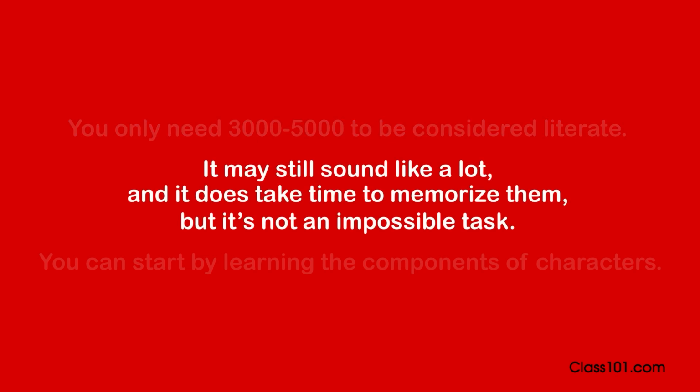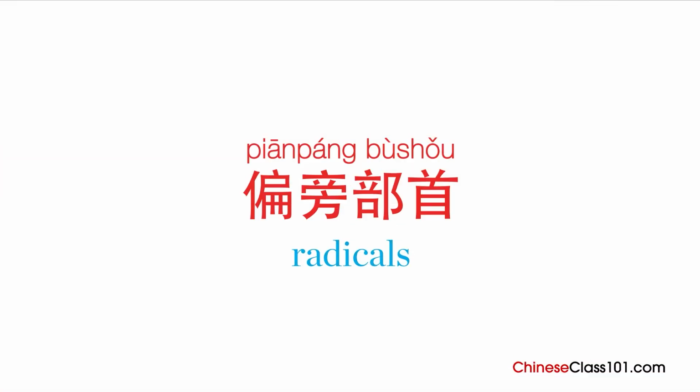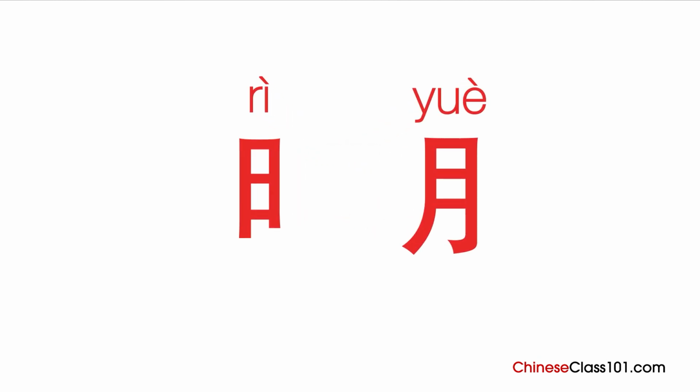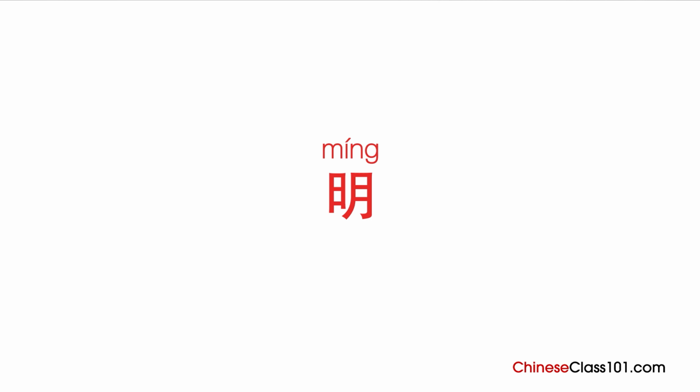It may still sound like a lot, and it does take time to memorize them, but it's not an impossible task. You can start by learning the components of characters, which are called radicals, 偏旁部首. This will make it much easier to recognize, remember, and reproduce characters. For example, the character 明 is made of 2 radicals, 日 and 月, sun and moon. When you put the radicals sun and moon together, we get the character 明. The most common meaning for the symbol is bright.